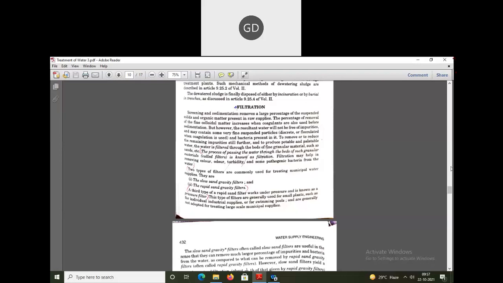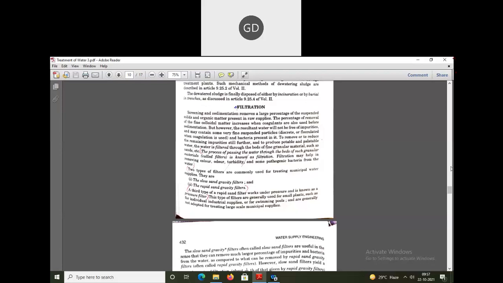That means in the process of filtration, there are granules, and those are acting as a filter. So this process of passing the water through the beds of such granular materials is known as filtration. Basically, filtration may help in removing color, odor, turbidity, or some pathogenic bacteria that are present in the water.